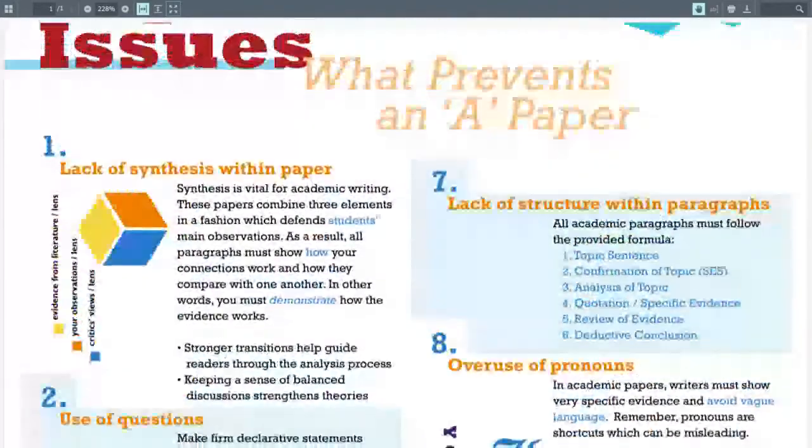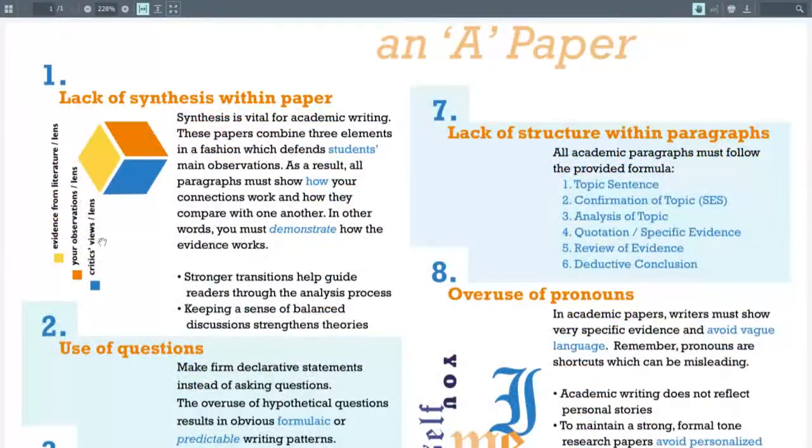Okay. Now, jumping up to number 1. Synthesis is a main part of academic writing. You are combining 3 trains of thought. You're braiding or you're weaving these concepts in your paper. This is all about your ethos. So if you remember Aristotle and the 3 components he came up with, logos, pathos, and ethos.